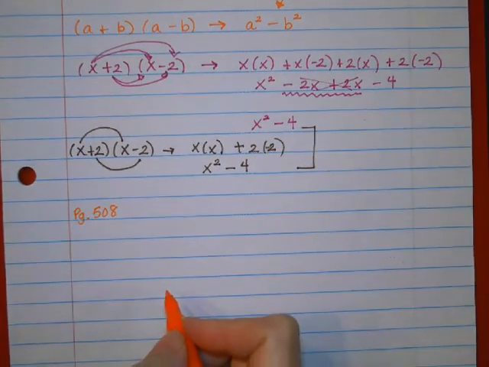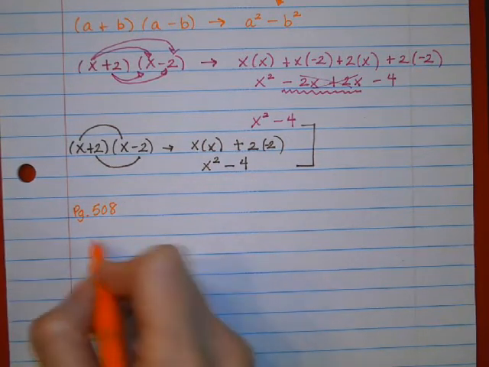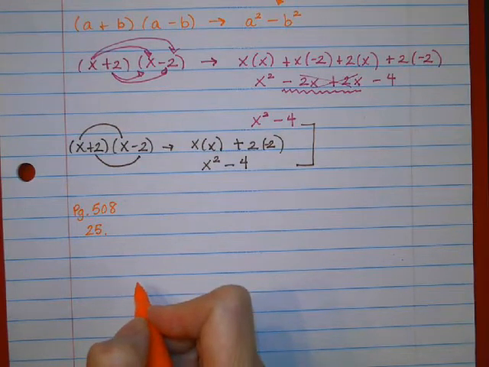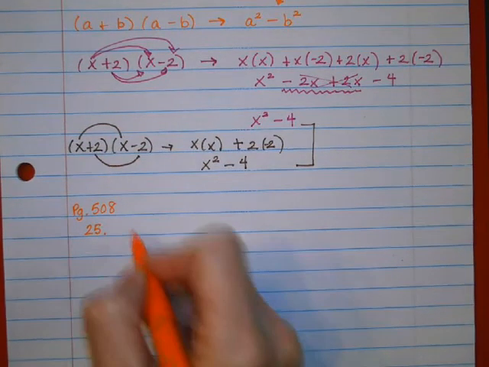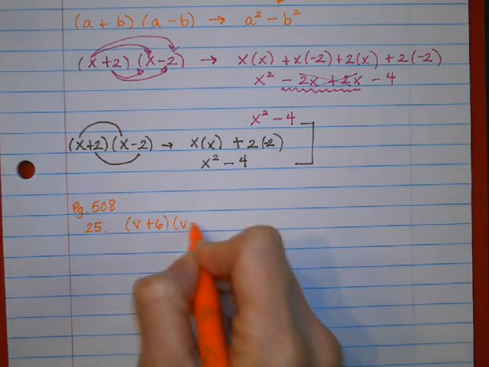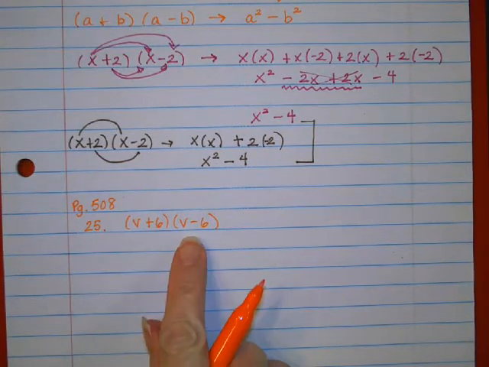And we're going to try a few here. All right, we're going to do number 25 to start with. Number 25 on page 508, we got v plus 6. That's my sum. And v minus 6, that's my difference. So I want to find the product of the sum and the difference.